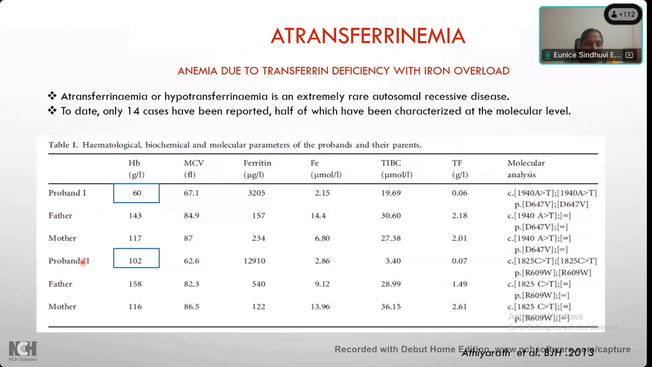We identified 2 children. One had been treated as thalassemia outside, but when she came to us, because she was transfusion dependent, we did different tests and identified that she had transferrin gene mutations. These children benefit from plasma transfusions.